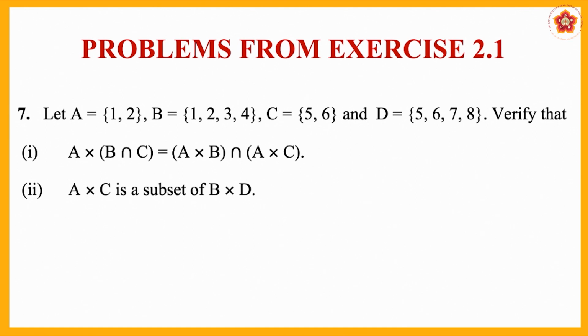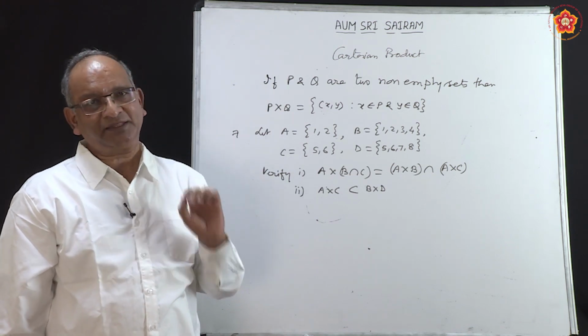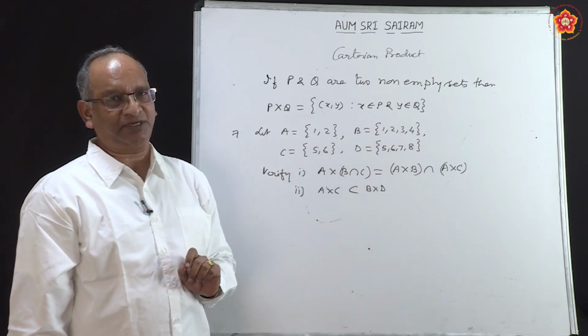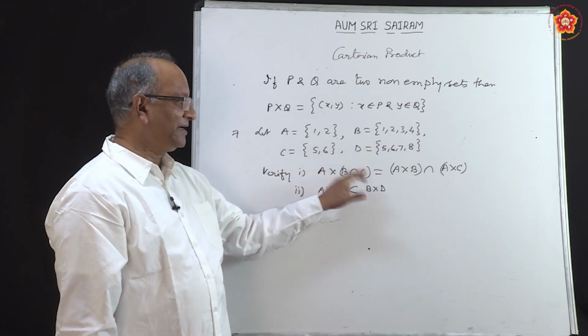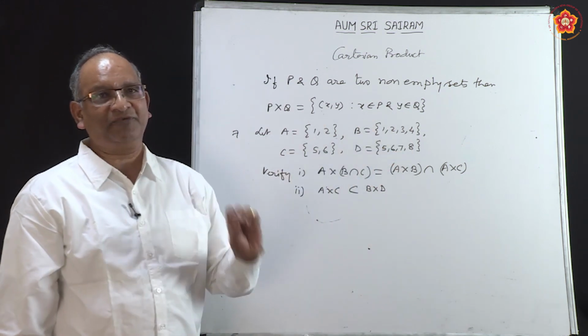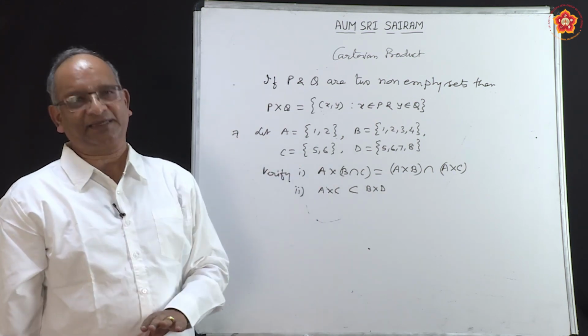These two things he is asking us to verify. Now look at this. What do you call it? We already discussed in the set theory chapter that if two different operations are used at once, the law is called the distributive law. Here, what are the two different operations? One is multiplication, another is intersection. So A cross (B intersection C) is equal to (A cross B) intersection (A cross C). You are verifying the distributive law of multiplication over intersection.